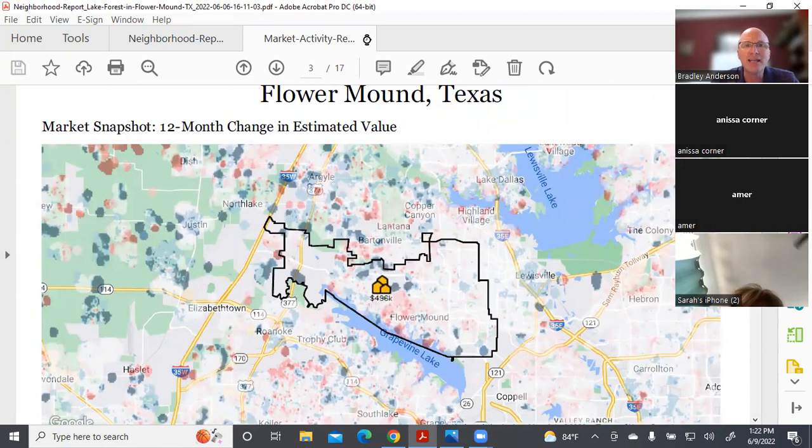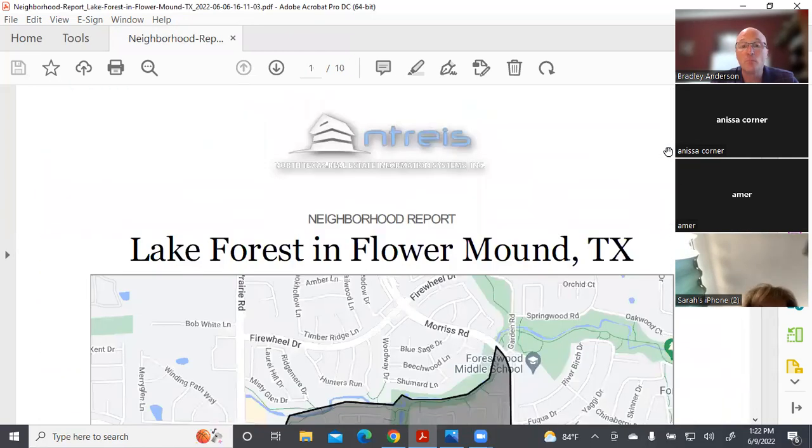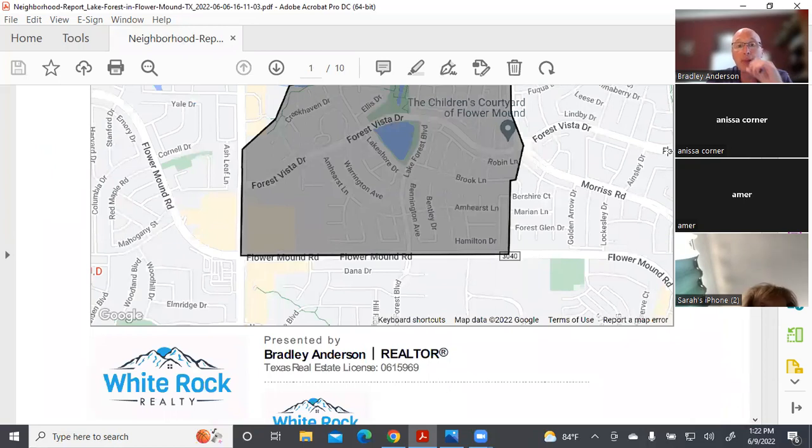All right, so let's look at the neighborhood that I live in. This creates an even deeper version of expertise, because now you are the neighborhood expert.